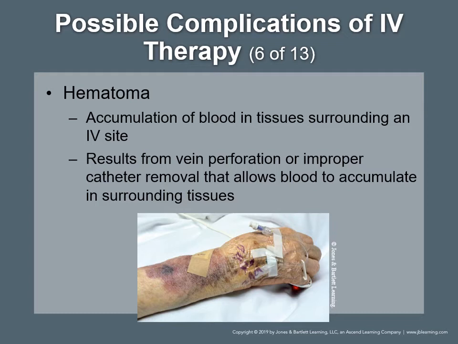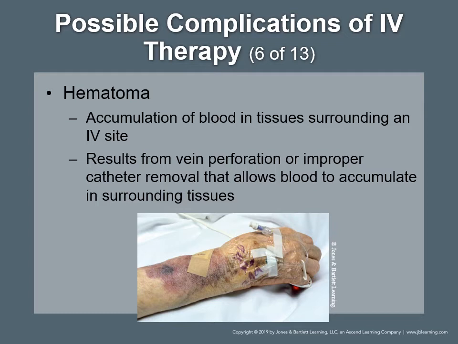Hematoma is an accumulation of blood in the tissue surrounding an IV site. It results from vein perforation or improper catheter removal that allows blood to accumulate in the surrounding tissues. Blood can be seen rapidly pooling around the IV site, resulting in tenderness and pain.